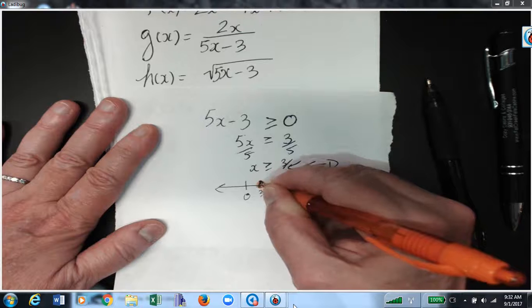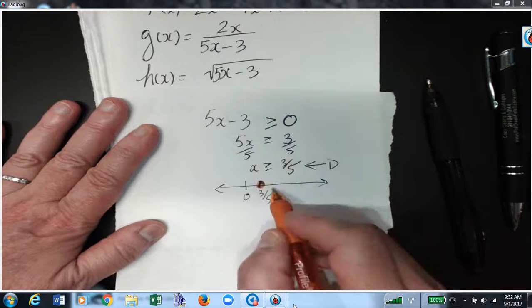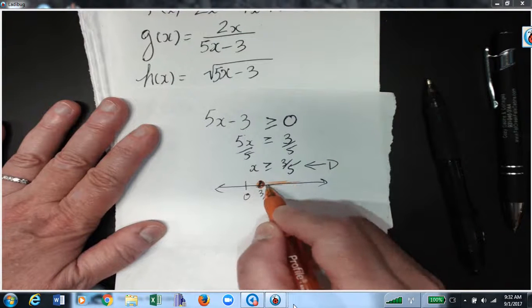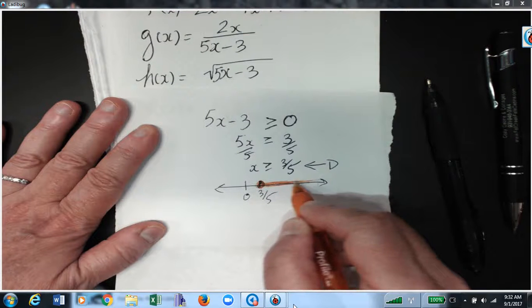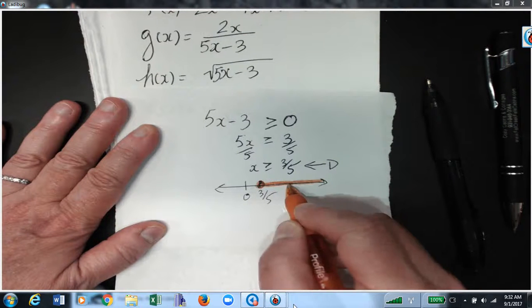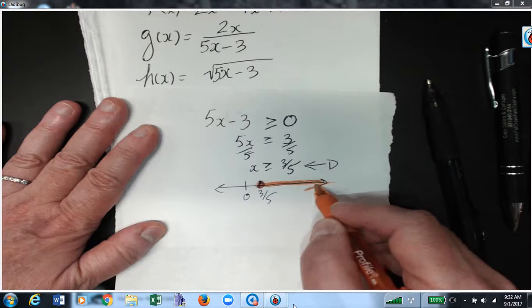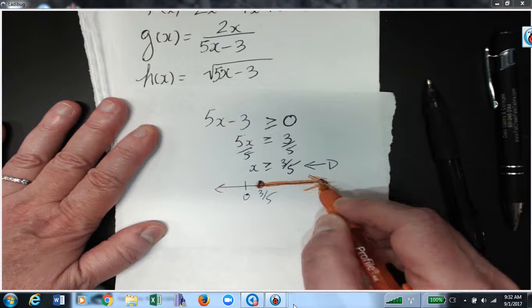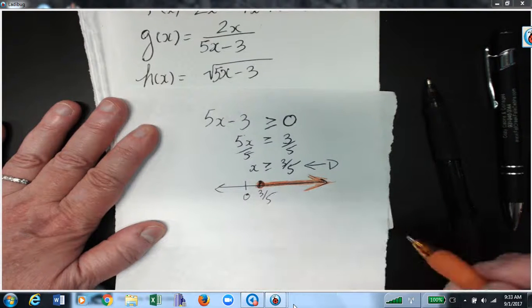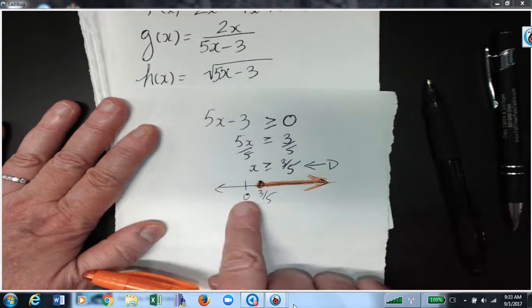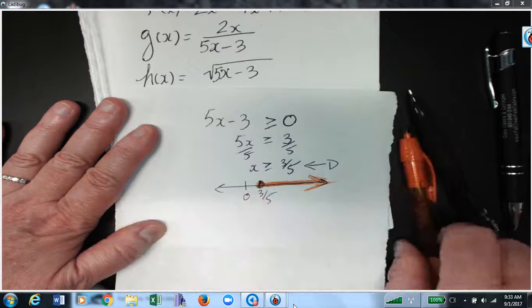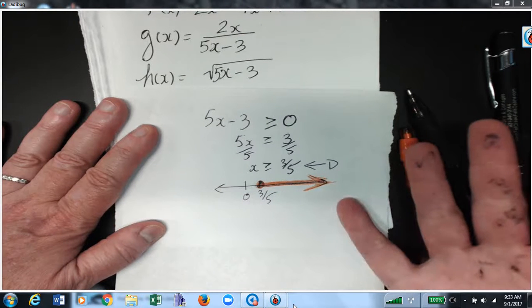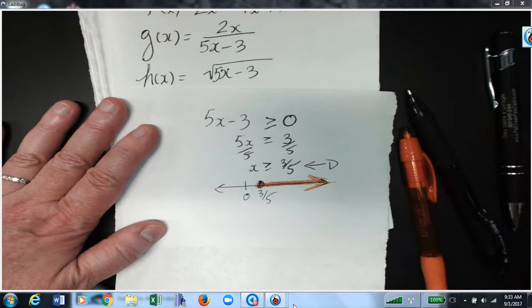So it's not going to be hollow, and anything bigger than 3/5. So if it lives on the orange, it's allowed. What I'm coloring in orange here is allowed. What I'm coloring in orange is the domain. And we can see that 0 is not in the orange. It's not allowed. So that's a number line presentation for what my domain is.